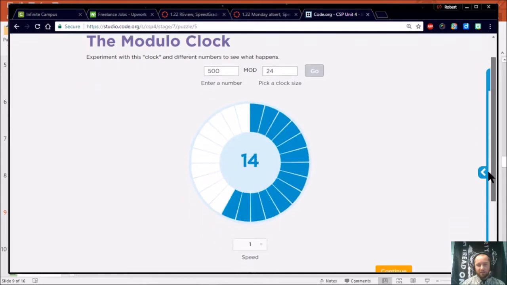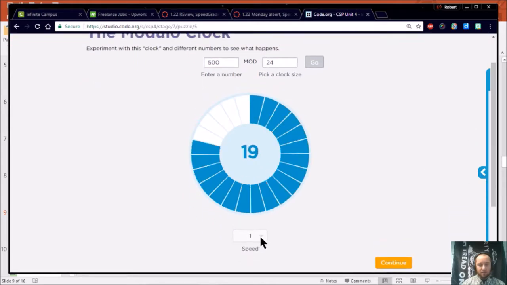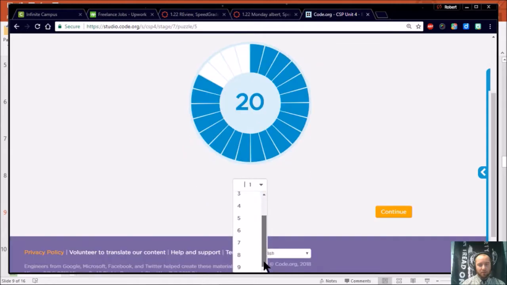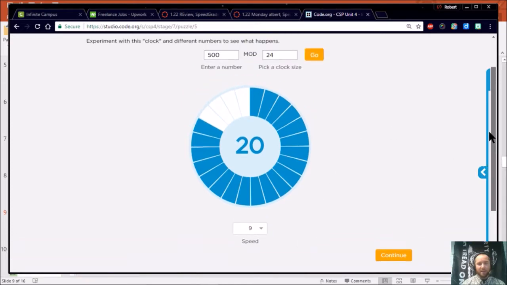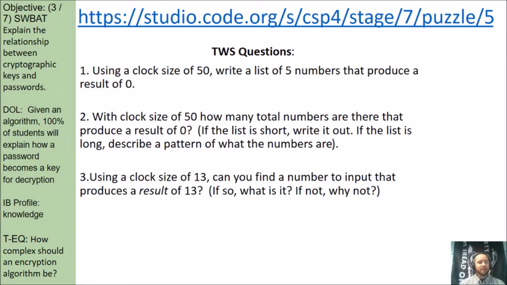There should be a setting for speed. There you go. So let's turn it to the maximum speed here, 9. So when I take the number 500 modulus 24, I get 20. So let's play around with that tool a little bit.